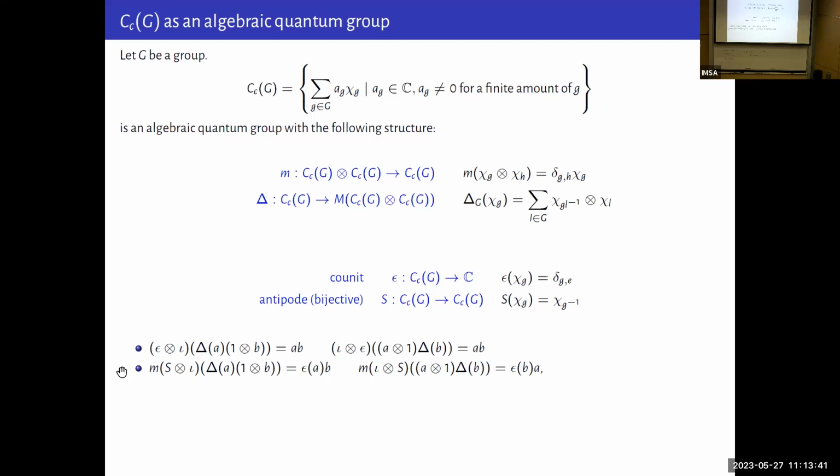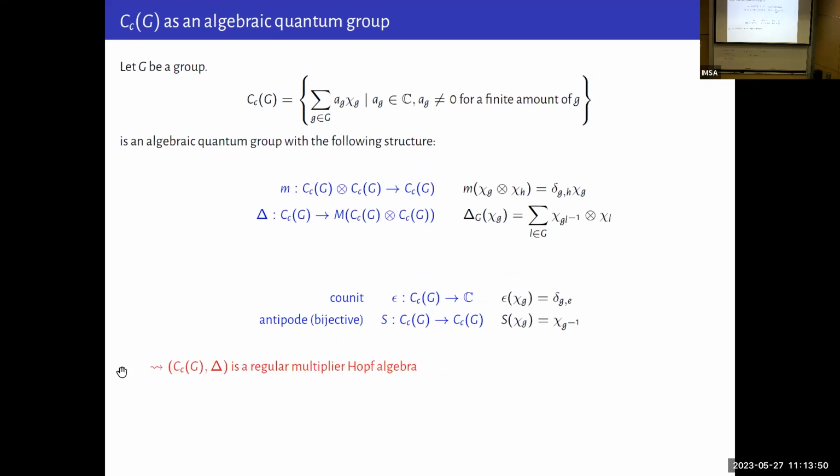But in the unital case, this is just the co-unit and the antipode for the algebra. So if we have an algebra with a multiplication, a co-multiplication, a co-unit, and an antipode which is bijective, what we have is a regular multiplier Hopf algebra.